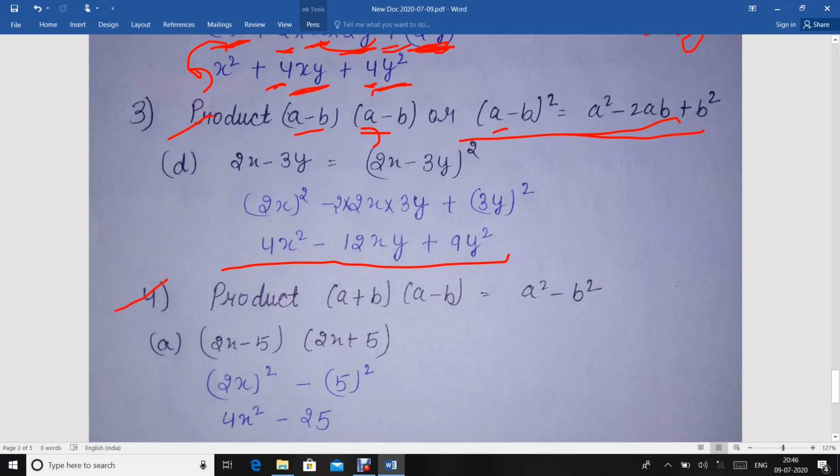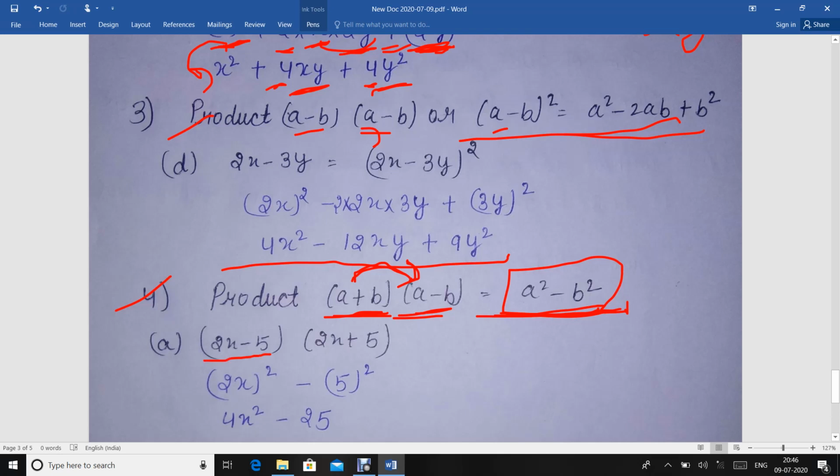Let us move towards the next identity, that is the product (a plus b)(a minus b), which is equal to a square minus b square. If you simply multiply a plus b by a minus b, you will get a square minus b square.